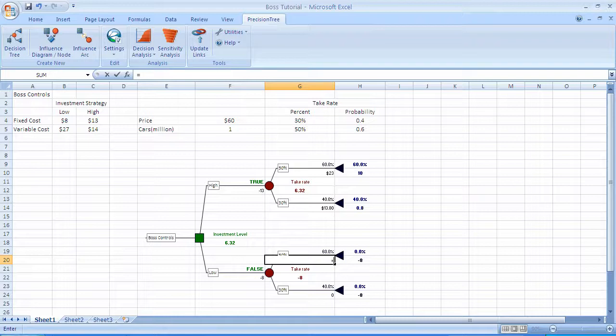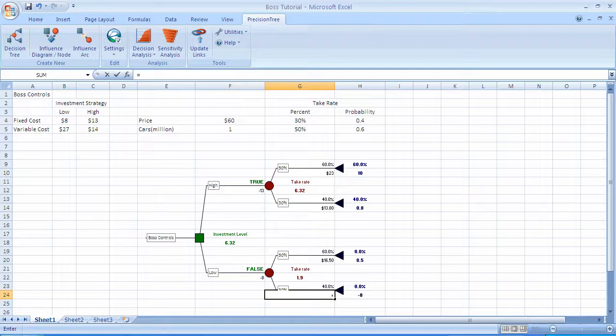In cell G20, we're going to put in a formula associated with a decision of low investment, but a take rate of 50%. So we're going to select G5, that's the take rate. We're going to multiply it by the number of cars in column F, row 5. We're going to multiply that by the price minus the variable cost, which is $27, and it'll calculate what that revenue is. The net revenue in cell G20 is $16.50 million.